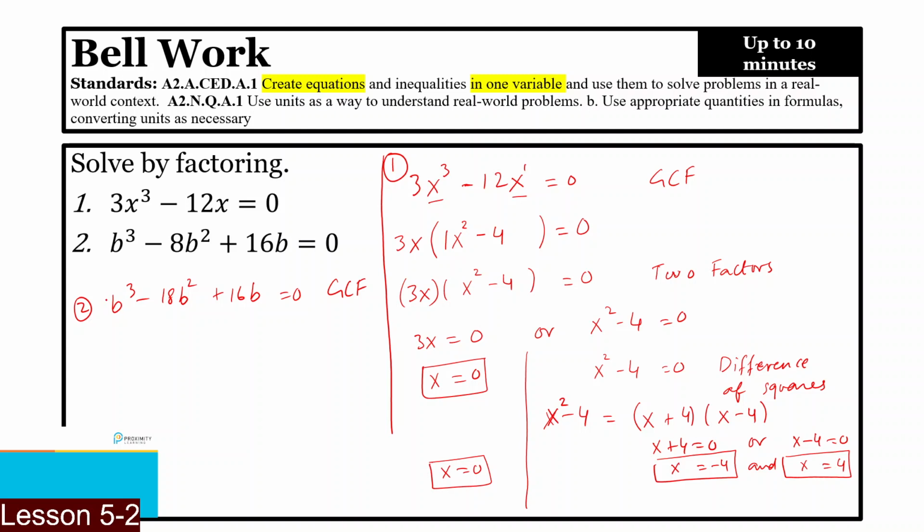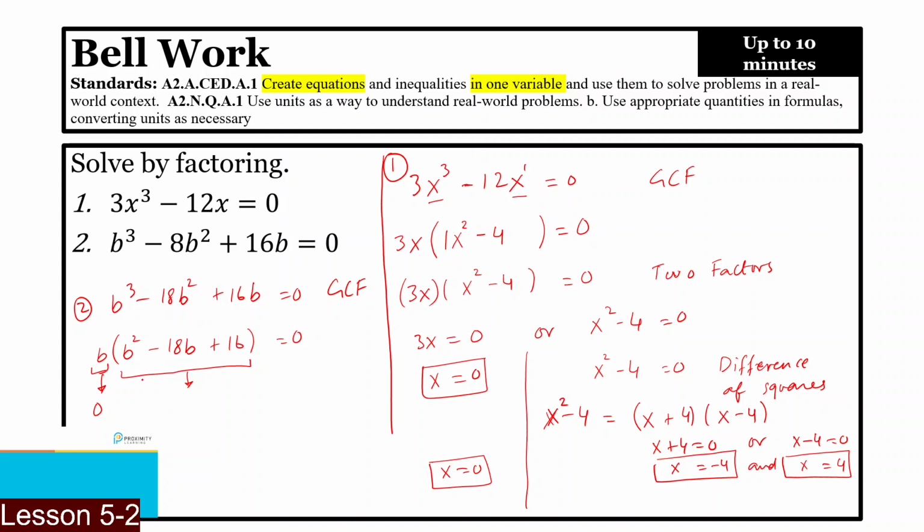Is there a coefficient in front of the b? Yes, it's 1. But 1 is common everywhere, so we're not going to worry about it. But the b is also common, so we're going to take out a b, which leaves me b squared minus 18b plus 16 equals 0. So I know that this b right over here has to be 0, right? But I still have this polynomial that I have to solve or factorize.